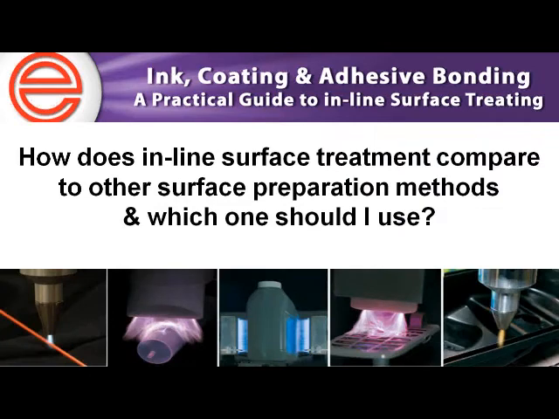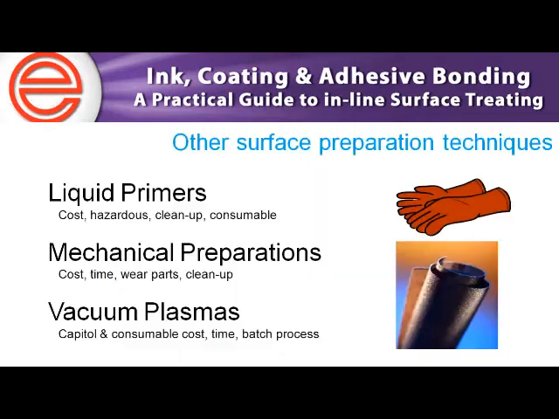So at this point you might be thinking, how does inline surface treatment compare to the other surface preparation methods out there, and how do I know which one is going to work for my application? There are three alternatives to using an atmospheric plasma. One would be a liquid primer or a solvent. The downsides to using this is it's the cost. Obviously there's a consumable. It can be very hazardous to employees in the work environment. There can be cleanup. I'm sure you've all experienced that from time to time. And of course, it's a consumable, like I mentioned.